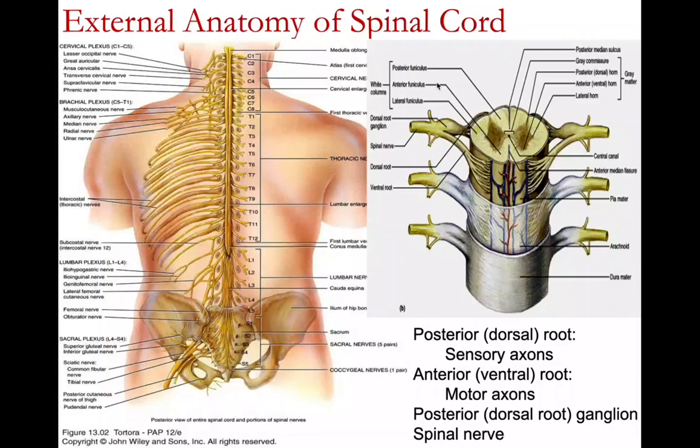So what's going to happen is you're going to have some fibers come out from the anterior side and some from the posterior side, and they're going to come together here to make your actual spinal nerves. So your posterior dorsal root will have sensory axons. The anterior ventral root will have motor axons. So you'll have the posterior dorsal root ganglion that will come out to the spinal nerves.